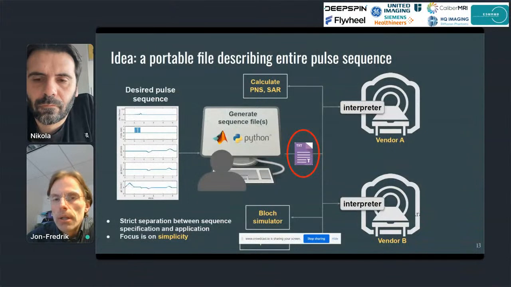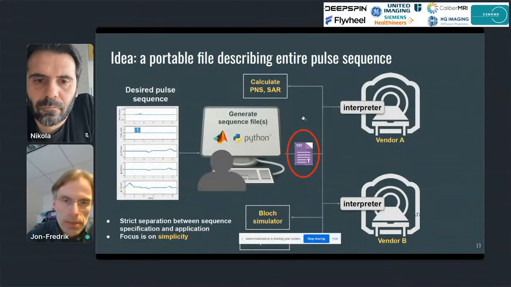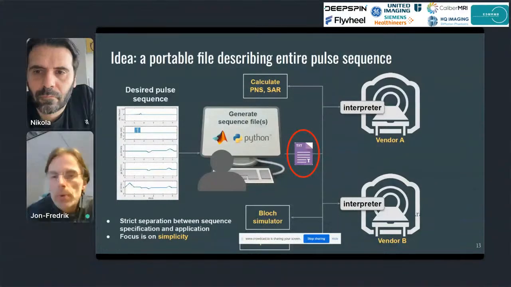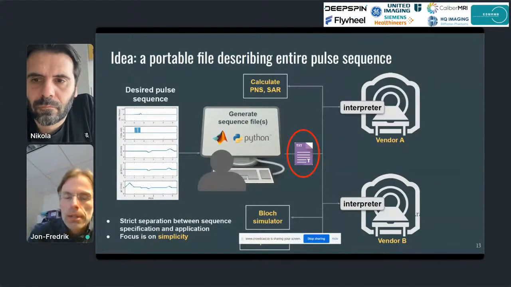file, of that sequence. And by application, I mean it could be played out on a scanner using each scanner's interpreter, or you may want to do something else with it, calculate the PNS, as I said, or SAR, as we just heard, using SAR4-seq, or you can perhaps simulate the sequence and so forth. And so this strict separation is perhaps the simplest way to set this up. The focus here is on simplicity, and then encapsulating the sequence in a way that can be ported across different applications and use cases.